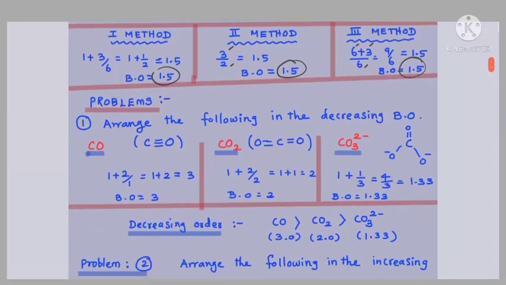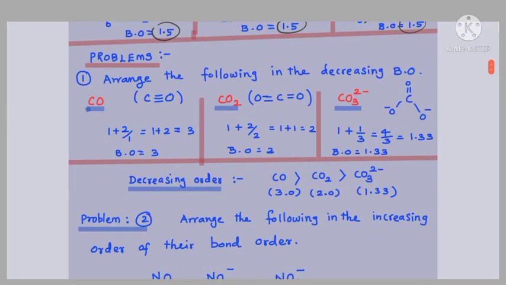Okay, right. Now we are going to discuss some problems which are based on bond order. Arrange the following species in the decreasing order of bond order. You are given carbon monoxide, carbon dioxide, and a carbonate anion. So carbon monoxide has the resonance structure C triple bond O, isn't it? And in the triple bond, one is a pi bond, the other two are sigma bonds. So there are 2 sigma bonds and 1 pi bond between carbon and oxygen.